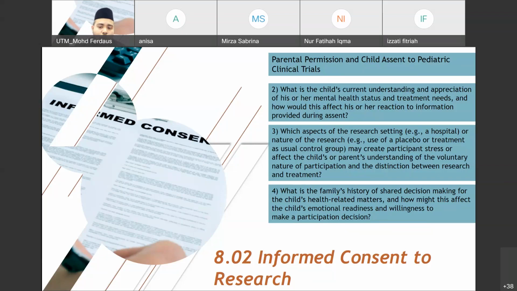Okay, number 4, what is the family's history of shared decision making for the child's health-related matters, and how might this affect the child's emotional readiness and willingness to participate in the decision? Okay, in some cases, the parents are too authoritarian, too controlling. The parents are basically deciding everything for their children without their consent and not for the benefit of the children. Okay, it happens a lot nowadays.